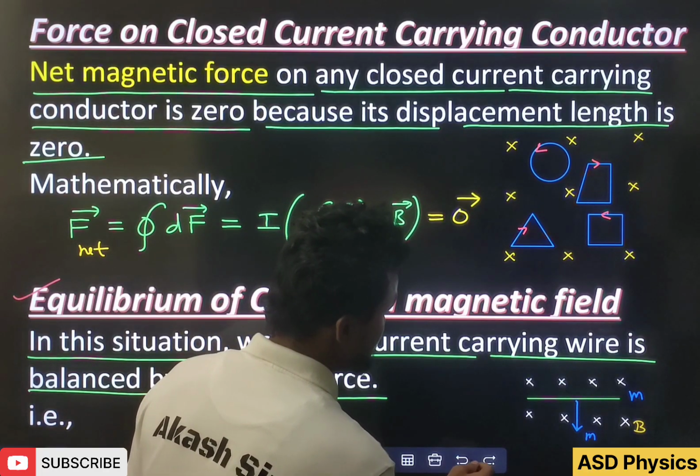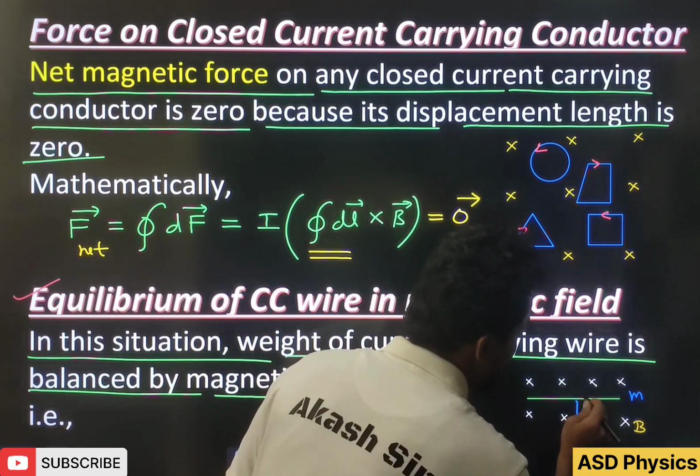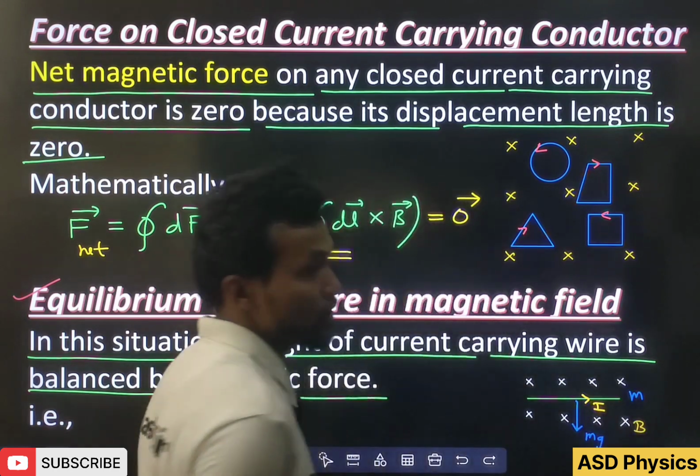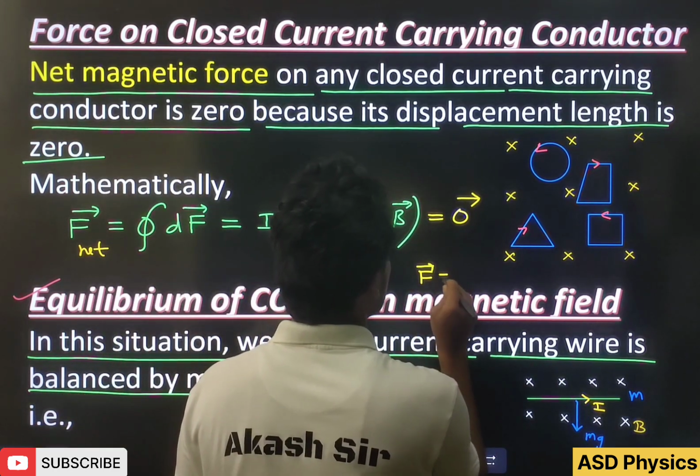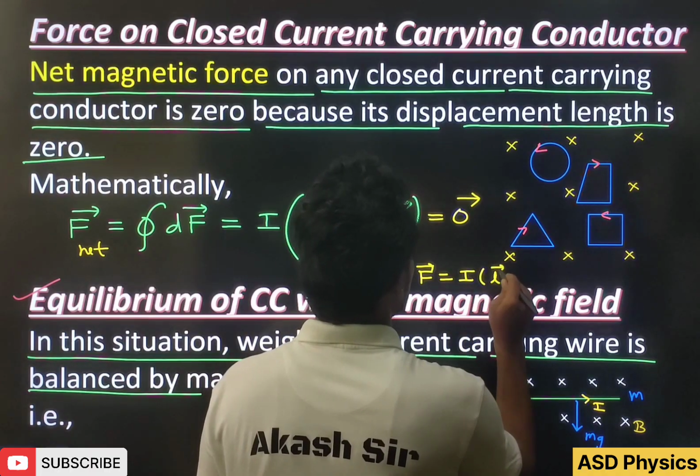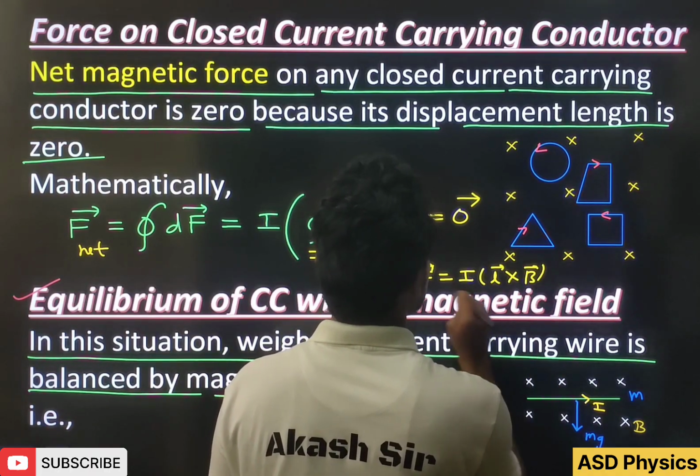Current will flow in which direction? Let's see here. The current will flow in this direction actually, because of the right hand thumb rule. See here, this is the formula: F equal to, I am writing here, IL cross B. I am going to use it here.